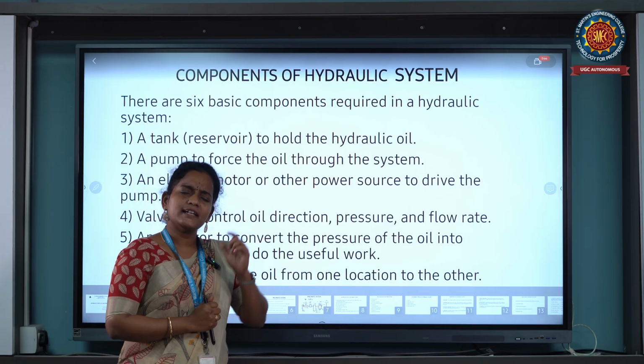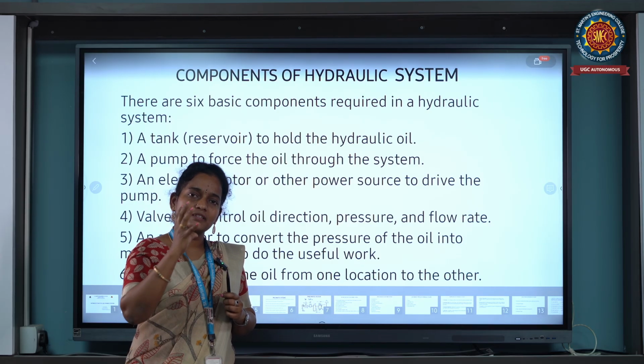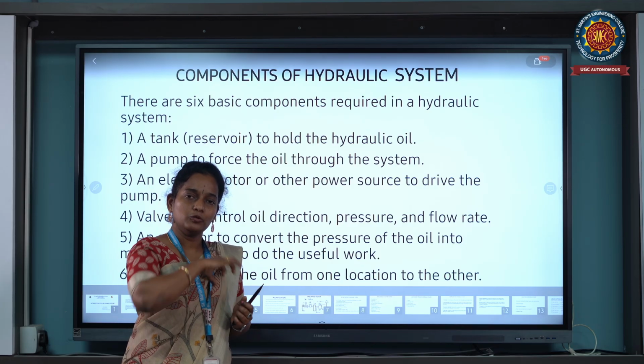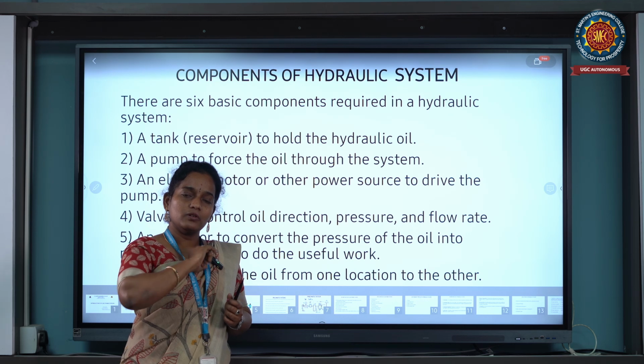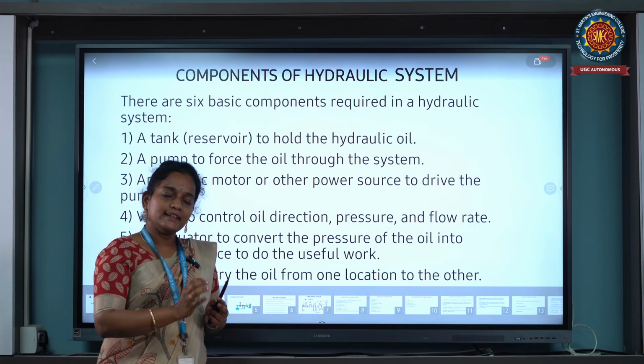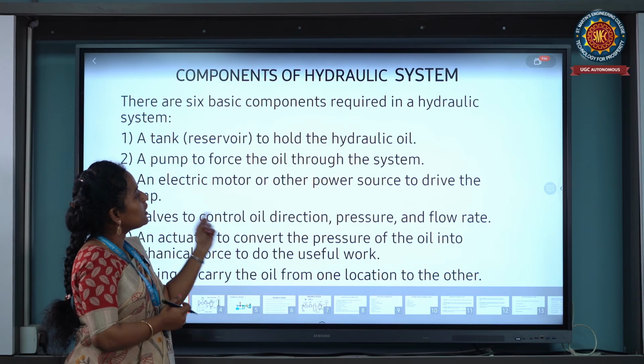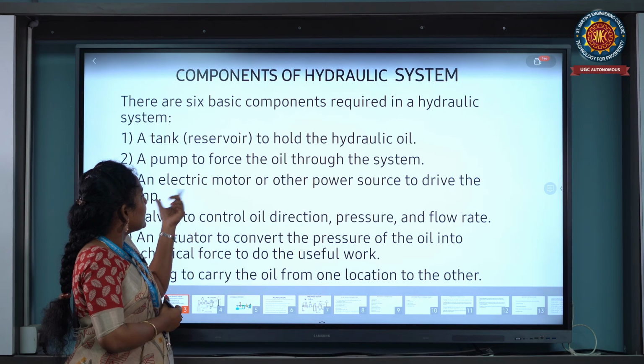When the oil is passing through the pump, what happens? The pump is used to send the oil from the tank to the direction control valve. Before that, the oil is sent from the tank to the pump. So the pump is to force the oil through the system, and the electric motor.